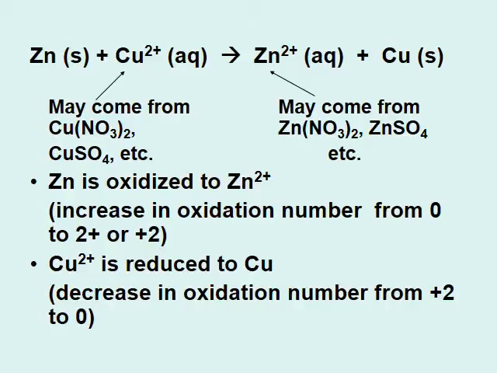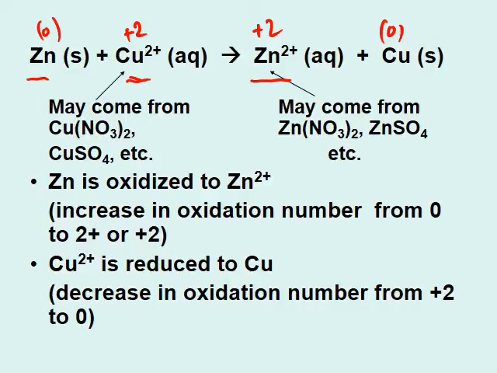What you are seeing here is a typical oxidation reduction reaction, and in this case zinc is oxidized to zinc 2 plus. In other words, its oxidation number has increased from 0. This zinc is a pure element without any positive or negative charge, so it has 0 oxidation number, and that increases to plus 2 when it becomes zinc 2 plus. Copper 2 plus, on the other hand, is reduced in oxidation number from plus 2 to 0. So increase in oxidation number is called oxidation. Decrease of oxidation number is called reduction.